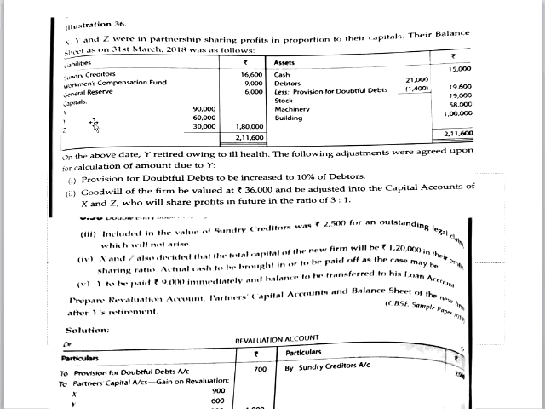See, here is one full-fledged question. The question is like this: X, Y and Z were partners in a partnership firm, sharing profit in proportion to their capital. Proportion to their capital means what is the ratio? Can you tell me? 90,000, 60,000, 30,000. It means the ratio is what?